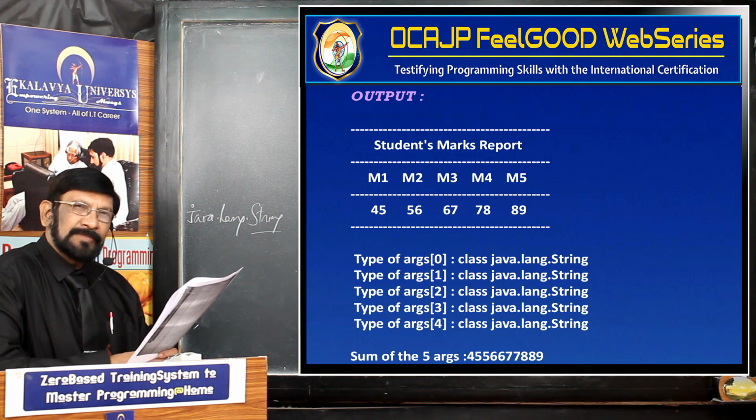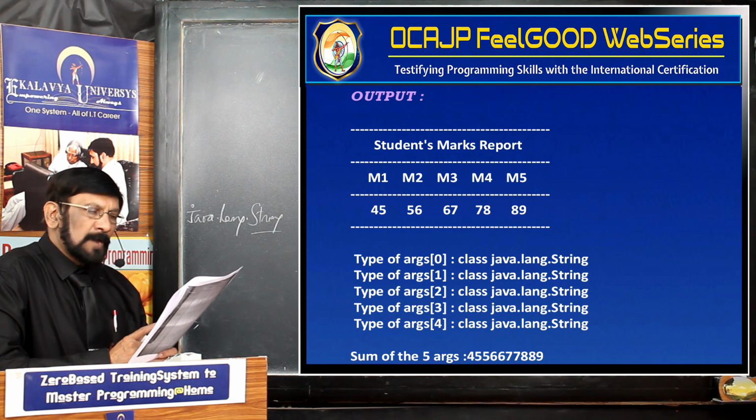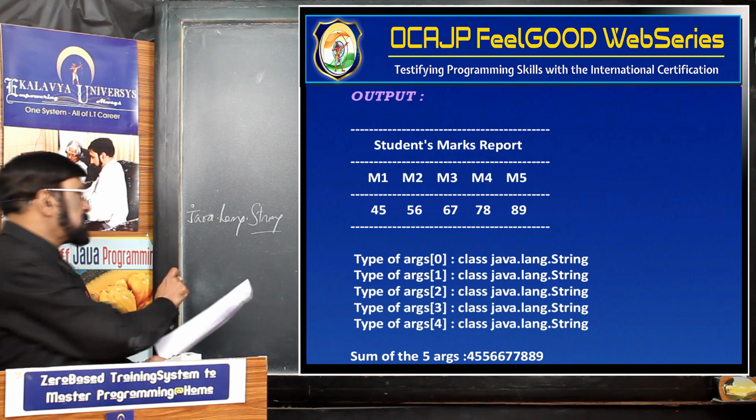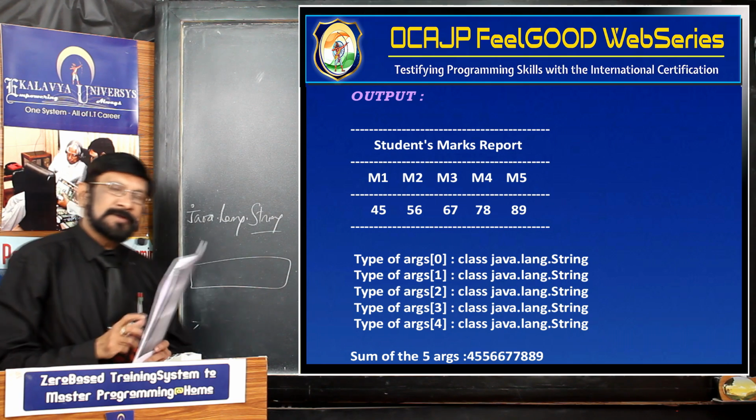Thereafter, see the result. Arithmetical operation is not done. Which operation is done? String concatenation operation is done. That's why 45, 56, 67, 78, 89 all are printed like a chain as a string. That is string concatenation operation. That you have to understand.